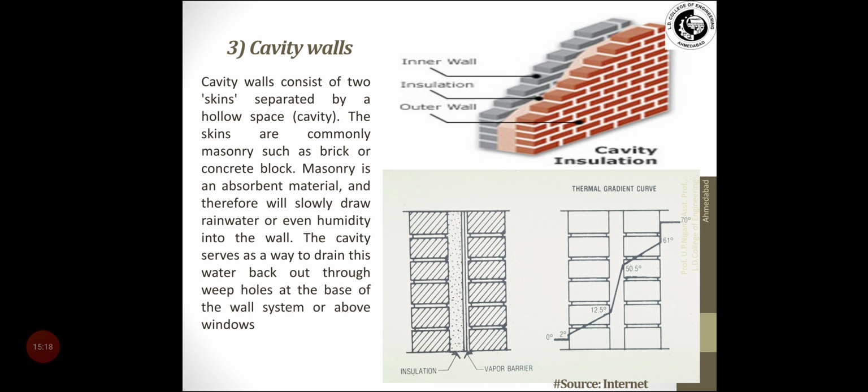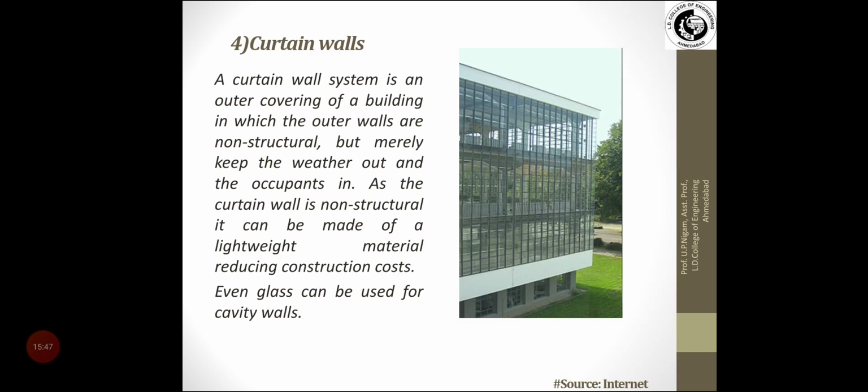It consists of two skins separated by a hollow space, that is the cavity. So this insulation is actually the cavity. Cavity means only space, meaning two simple brick walls are constructed, and these two walls have some space between them, and that space is open, that is cavity. So the cavity serves as a way to drain water back out through the water holes. This is also provided to reduce the thermal effects.